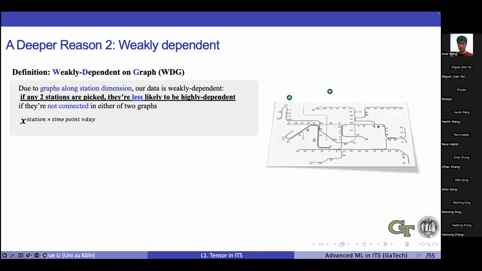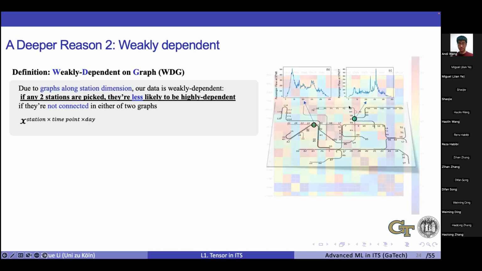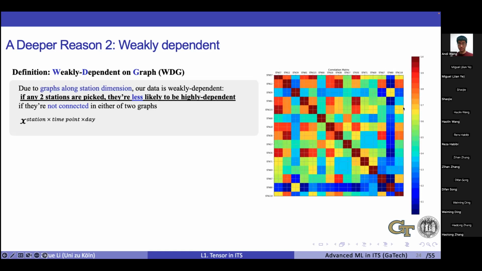So for example, in the big graph, we randomly pick two, they are really less likely to be the neighbors, so their passenger inflow pattern can be quite different, like this case we demonstrate. And if we look at the whole map, indeed their correlation is quite blue, which means weakly correlated. And so we call this station dimension the weakly dependent dimension.